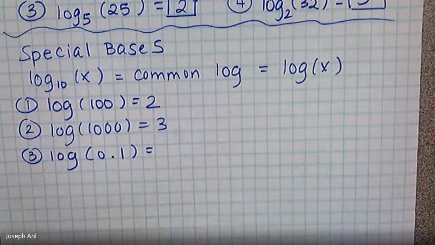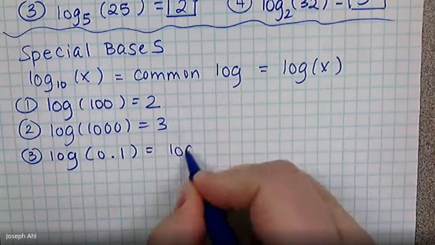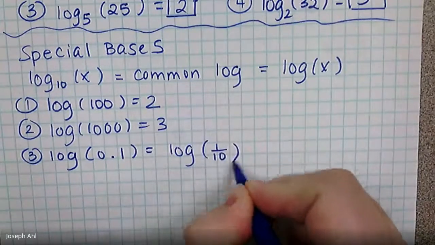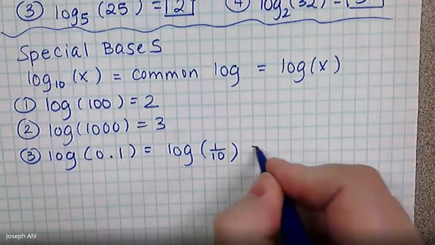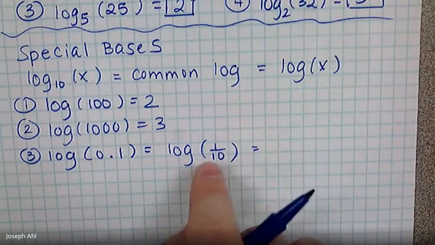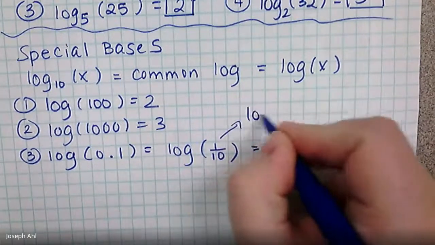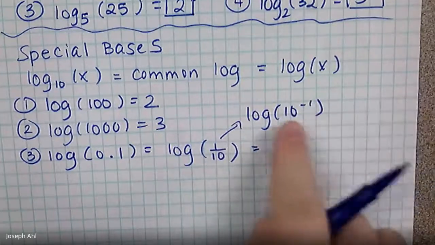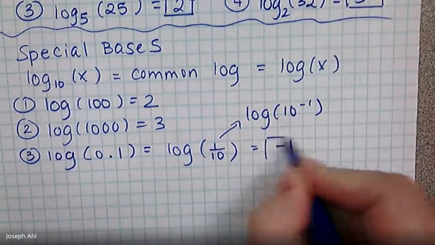0.1? That's a little weirder, but the way I would want you to think about this is log of 1/10. As a decimal, 0.1 is 1/10, and that's 10 to the negative first power. So this is log of 10 to the negative first. I'm asking you, 10 to what power is 10 to the negative first? Well, the answer is -1.